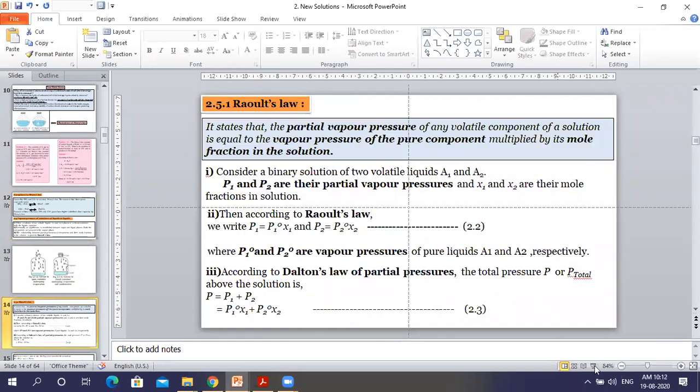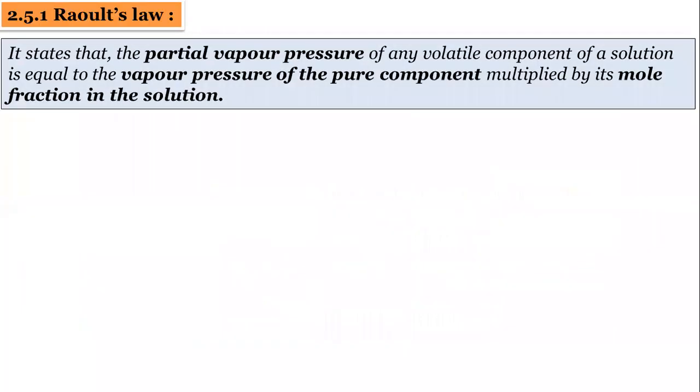So Raoult's law is related to the two vapor pressures, partial vapor pressure and the vapor pressure of a pure component. It is the relation between the partial vapor pressure and the vapor pressure of any pure component. So what is this statement? I will explain first. According to this Raoult's law, remember there are two vapor pressures. One is a partial vapor pressure and another one is only the vapor pressure of the pure component.